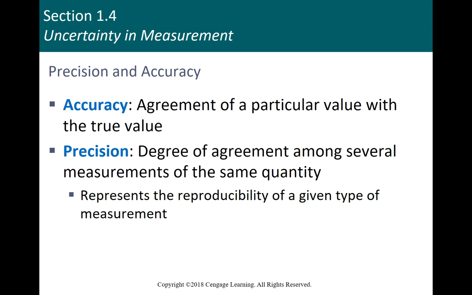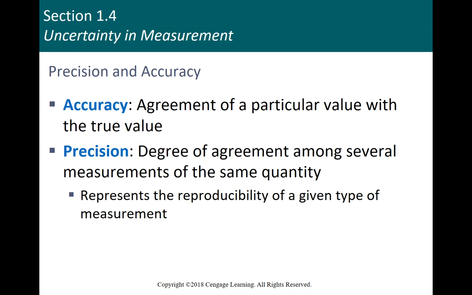There is a difference between accuracy and precision. A lot of times students will use these interchangeably. If you're going to look at how accurate a measurement is, you have to know what the true value of that measurement is. And so accuracy is closeness to the true value. Precision is having measurements that are very tightly spaced together.